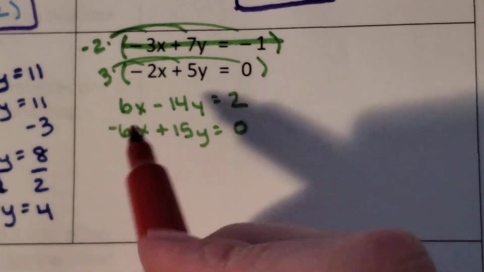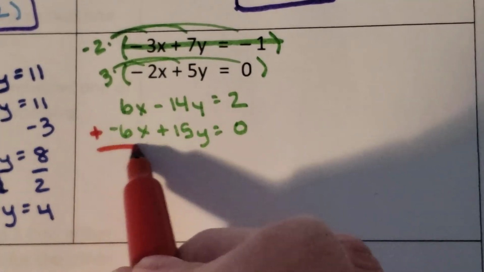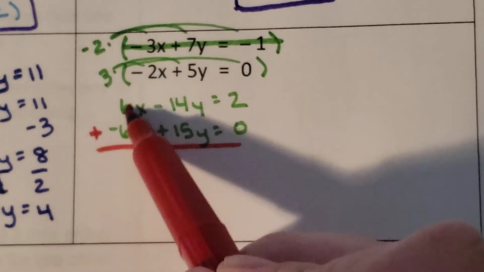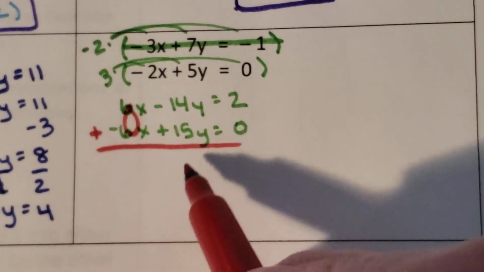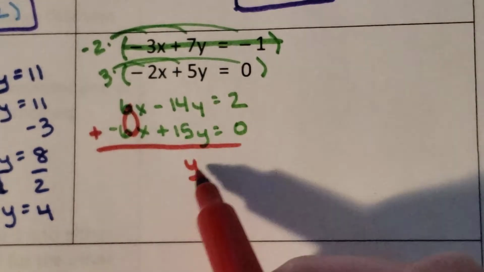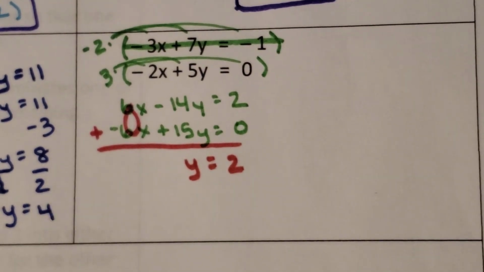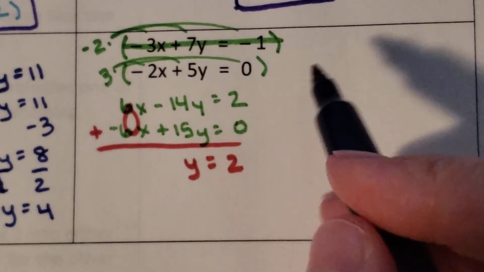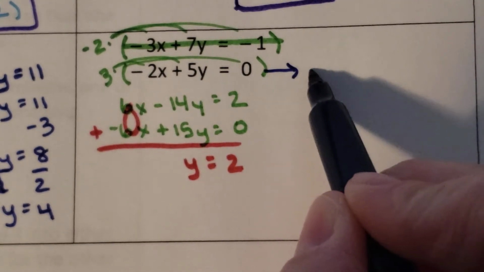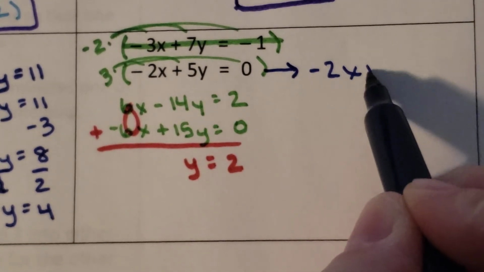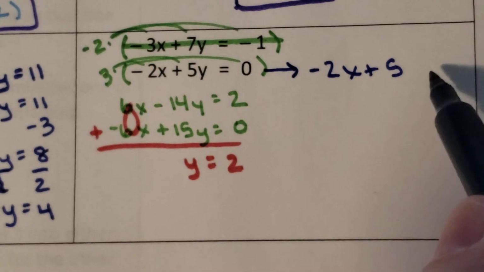And I can add this up. 6 plus 6 is nothing. Negative 14 plus 15 is a singular y equals 2 plus 0 is 2. And so now I can sub that in. I'll put it in here. Negative 2x plus 5 instead of y, I'll put in 2.